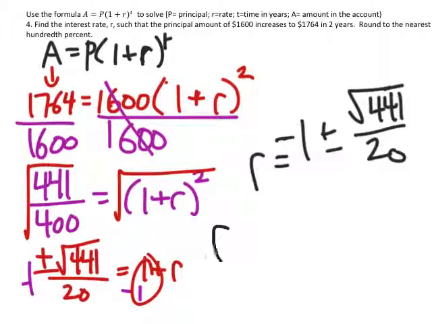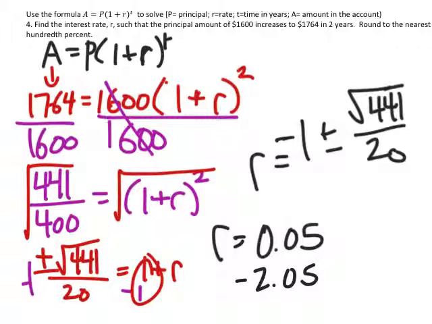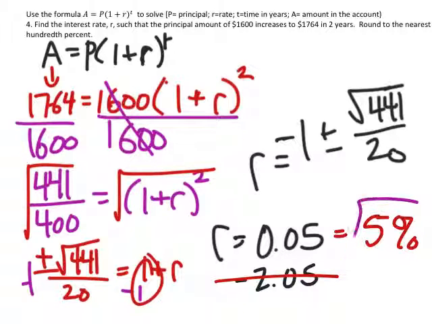And the first answer I get is that R is 0.05. And the second answer is negative 2.05. Well, we can't have a negative rate. So it looks like this is our answer, 0.05, which as a percent is the same as 5%. And that turns out to be the answer anyways.